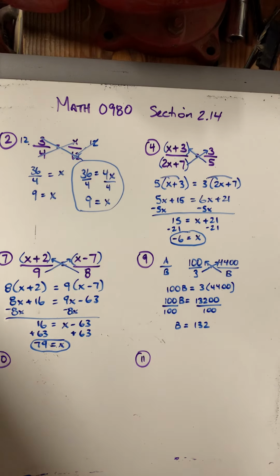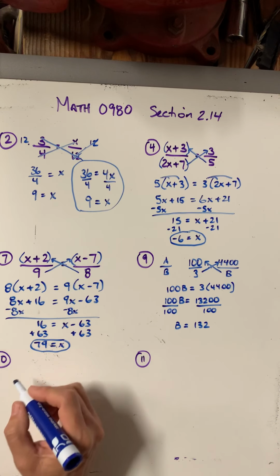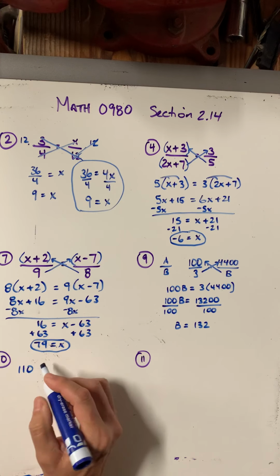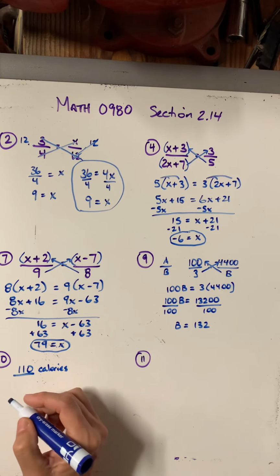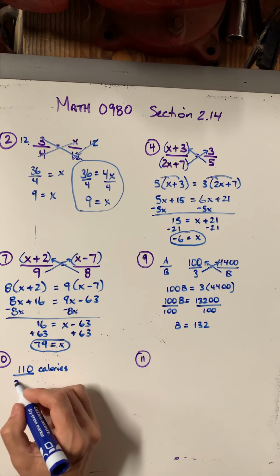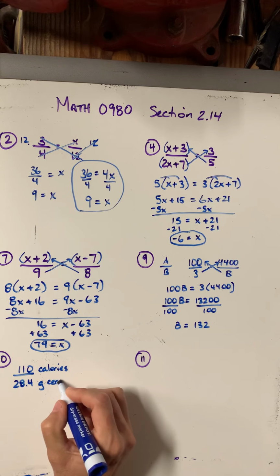All right, let's look at question 10. It says there are 110 calories per 28.4 grams of cereal X. So the word per implies this divided by line. So my setup would be 110 calories per 28.4 grams of cereal, right?